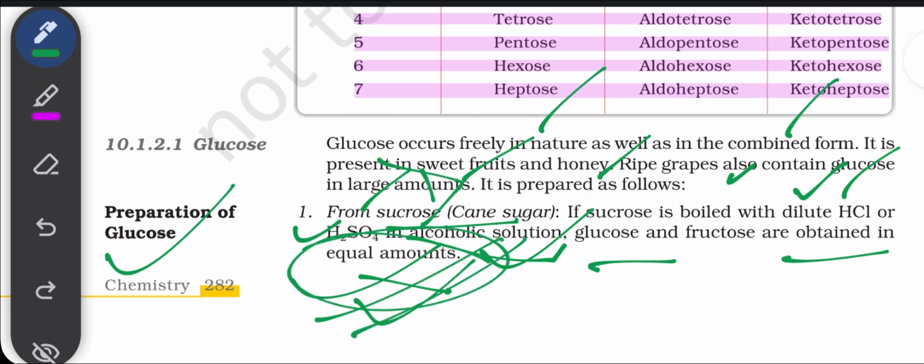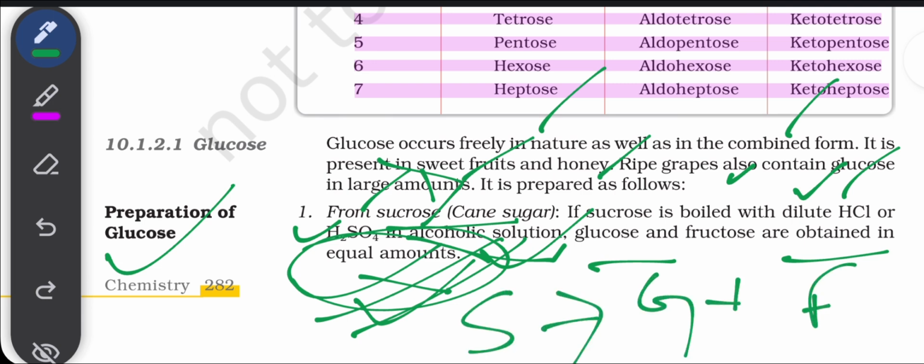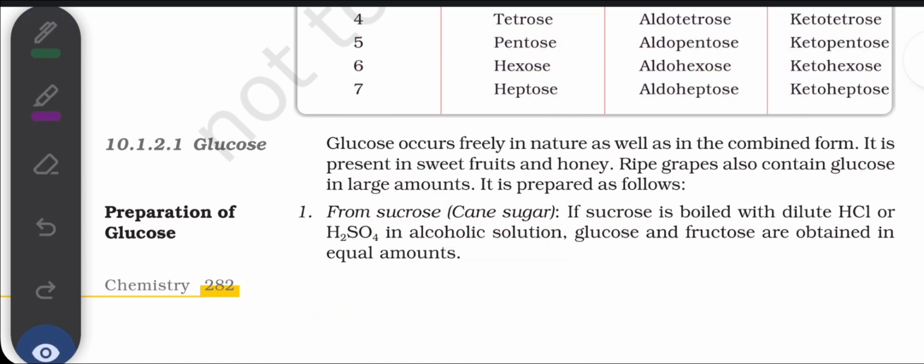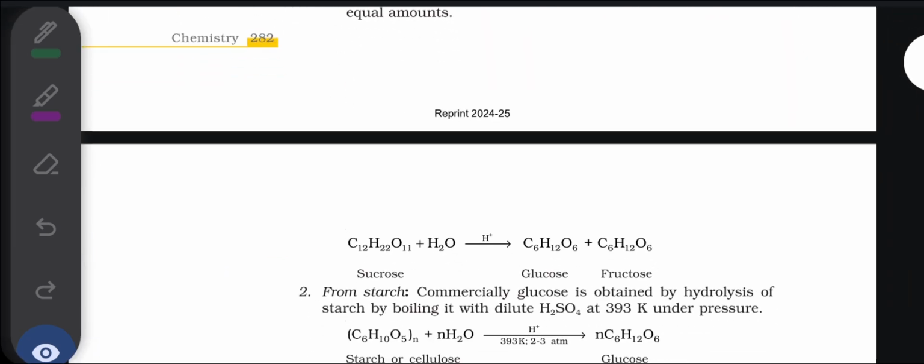Sucrose is dextrorotatory, and it gives glucose plus fructose. Glucose is dextrorotatory, but fructose is levorotatory. So when the hydrolysis takes place, sucrose gets converted into glucose and fructose, which is levorotatory overall. So inversion of cane sugar occurs, and this dextrorotatory changes to levorotatory in the aqueous solution. So you need to keep in mind, dilute HCl or H2SO4 in alcoholic solution, in equal amount we get glucose and fructose.